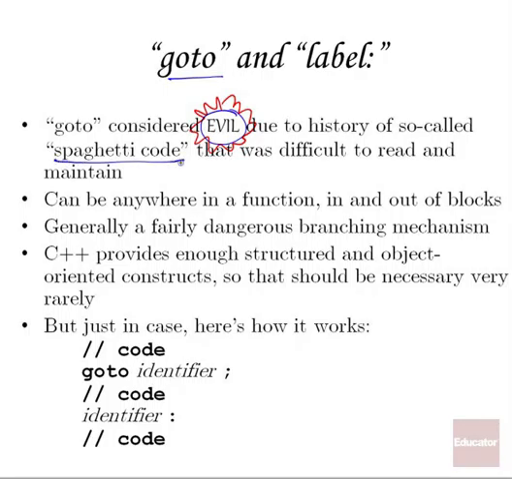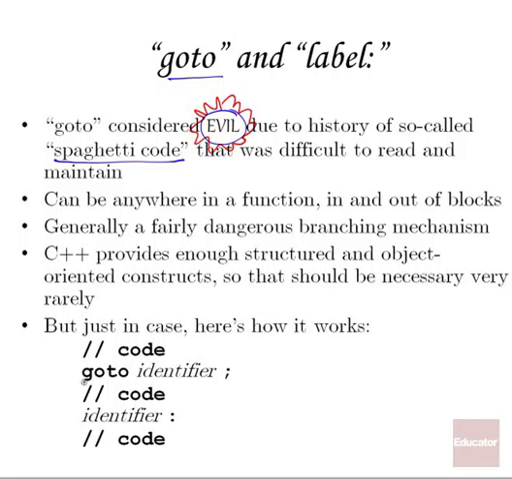The way it works, you can goto in and out of blocks. As long as you stay inside the function, you can go anywhere inside the function. It's fairly dangerous as a branching mechanism because it can make very complicated code. C++ and all modern languages have enough structured and object-oriented constructs that you almost never really need a goto. There are possible occasions where goto is your best solution. Most of the time, it is not. So just in case you need it, this is how it works.